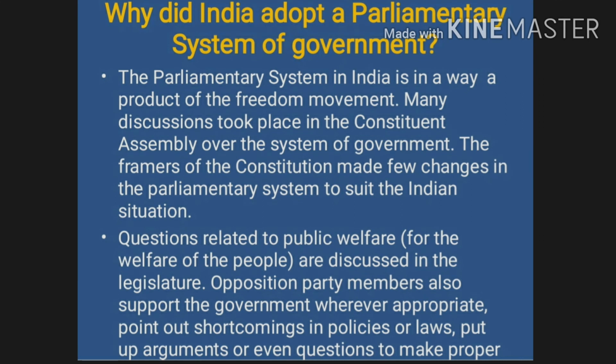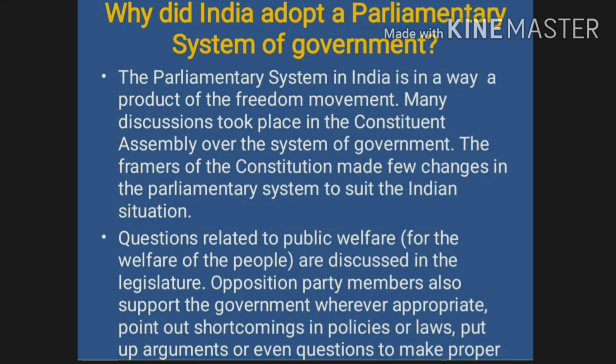Why did India adopt a parliamentary system of government? We have learned, children, that Indians adopted the parliamentary system because somewhere it is the product of the freedom movement. We have sacrificed our lives, we have fought against the Britishers, and finally we got independence. Definitely this parliamentary system is a product of this freedom movement. Many discussions used to take place in the Constituent Assembly over the system of government. And finally, the framers of the Constitution made a few changes in the parliamentary system to suit the Indian situation.